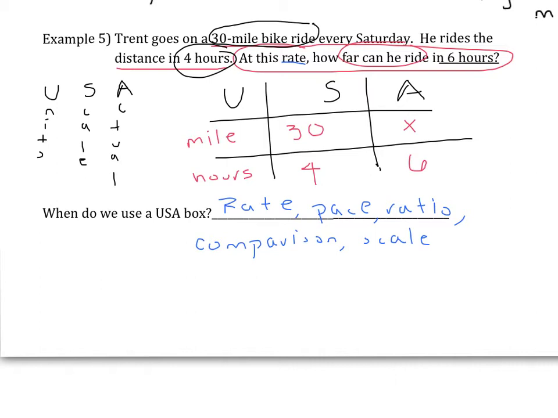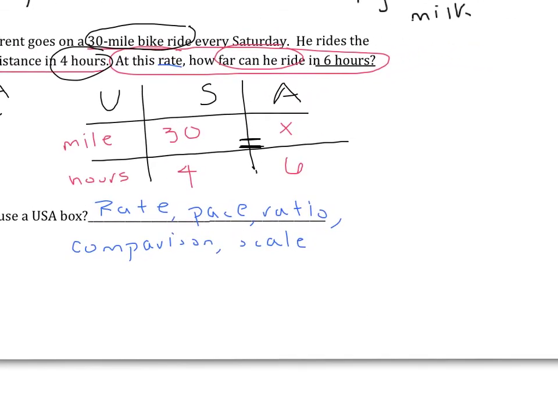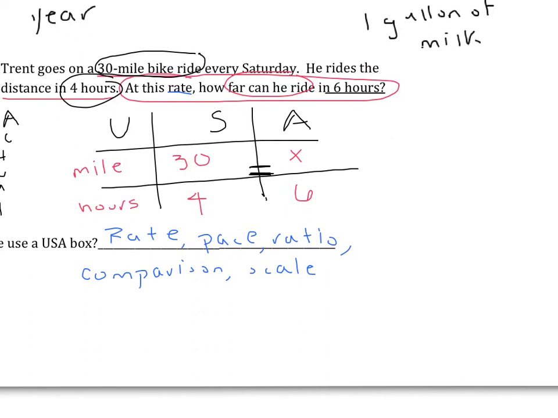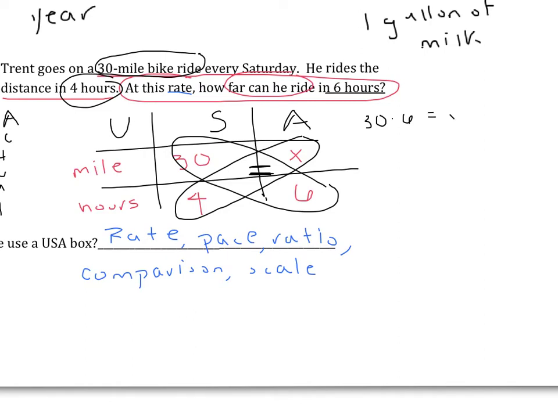Now we're just going to solve this proportion. I'm going to put an equal sign in between these two things. It's like we just created two fractions, okay? We're going to cross multiply. 6 times 30, x times 4. So first I'm going to do 30 times 6 equals x times 4. I'm going to simplify that. 30 times 6 is 180.